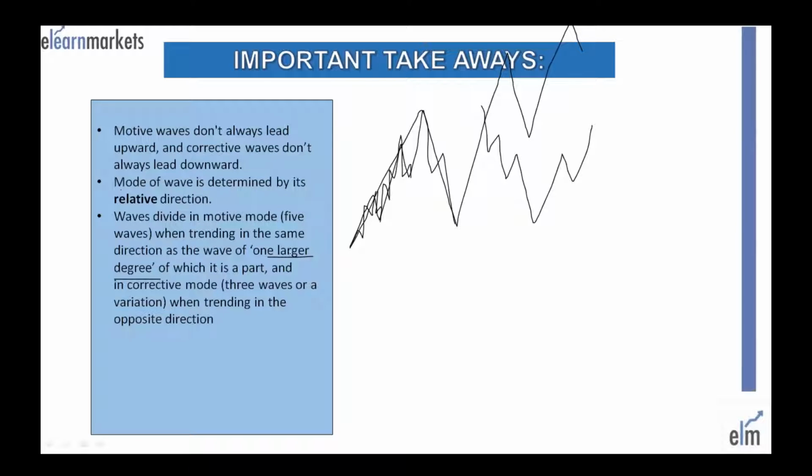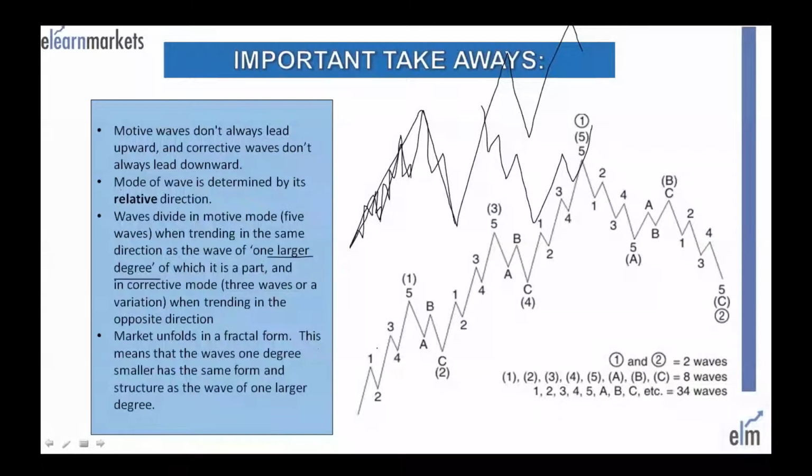So we have to keep in mind the direction of the one larger wave in order to determine the mode of the wave of which it is a part, and in corrective modes, that is 3 waves or a variation, when trending in the opposite direction. So this is the end of part 1. Any questions? Please post your questions now.